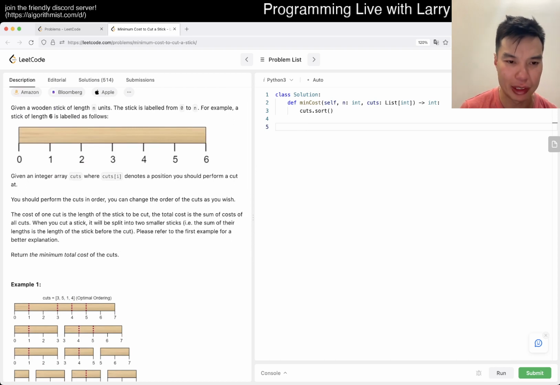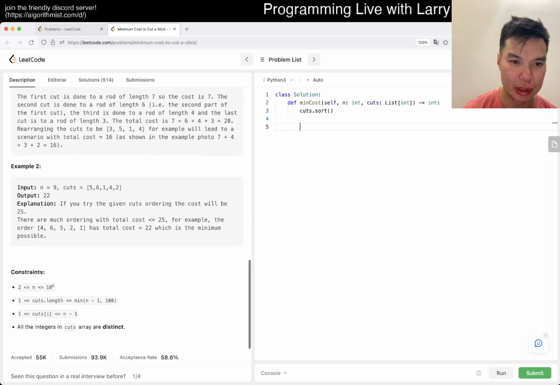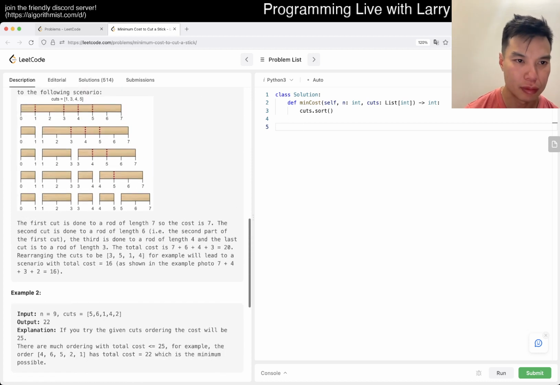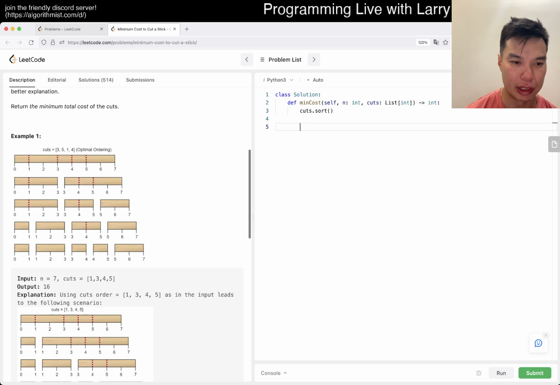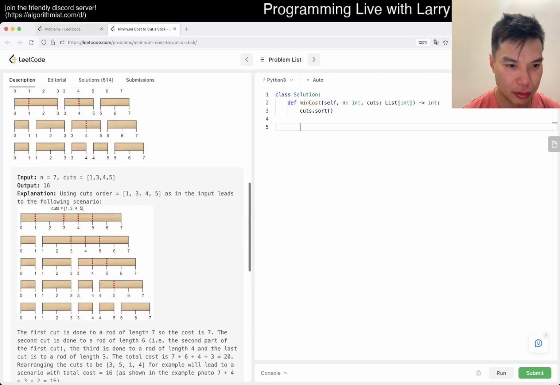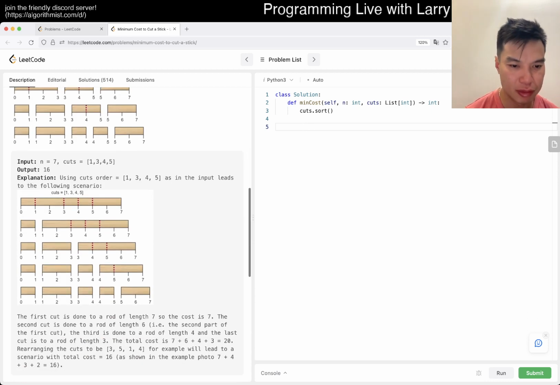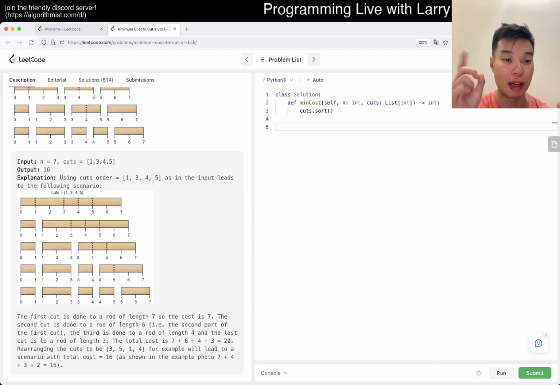So the cost of one cut is the length of the stick, right? So what does that mean? That means that initially it's going to cost the entire thing. Basically, it's just dynamic programming. The idea is that you have the left index and the right index, and then you just do cuts based on that.